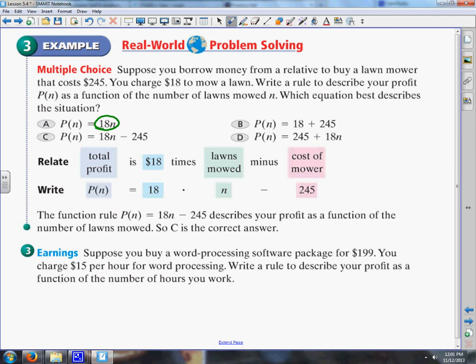So I'm going to pick C, because if you look down here, the profit of n equals $18 per lawn, and then minus the cost of the mower. You have to subtract that out. So the function rule, P of n equals 18n minus 245, describes your profit as a function of the number of lawns. So try number 3.